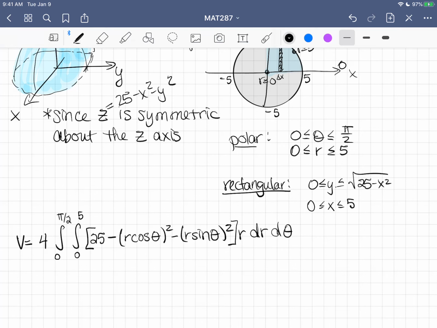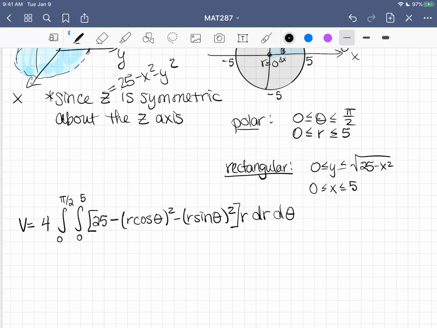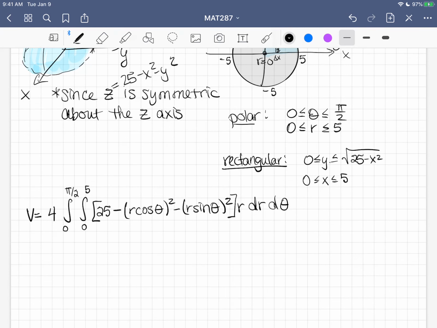Again from here, this is just a basic double integral, and so I'm going to let you try to solve it so that this video isn't too long and my voice isn't boring you too much. All right, what you should get is 25 times 25 divided by 2 times pi. If you aren't able to get that, please let me know and we can talk about it.